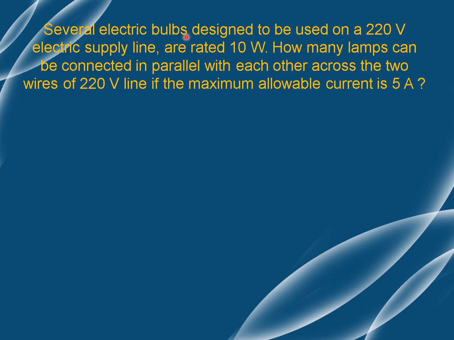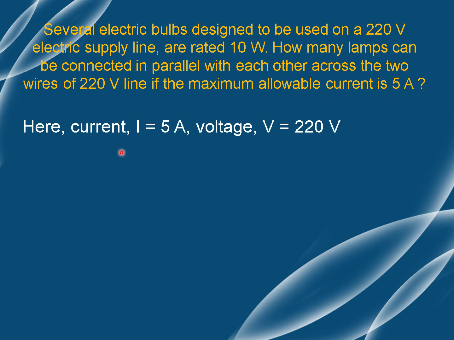Several electric bulbs designed to be used on a 220 volt electric supply line are rated 10 watt. How many lamps can be connected in parallel with each other across the two wires of 220 volt line if the maximum allowable current is 5 ampere? Now here we have current I is 5 ampere and voltage, that is V, is 220 volt.